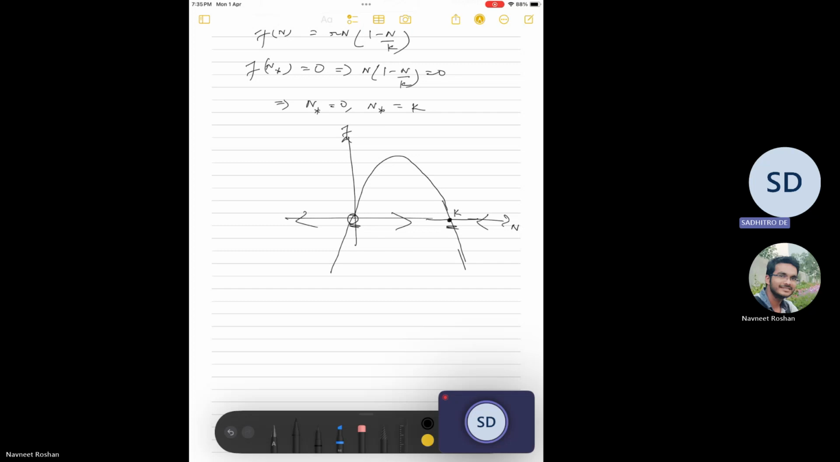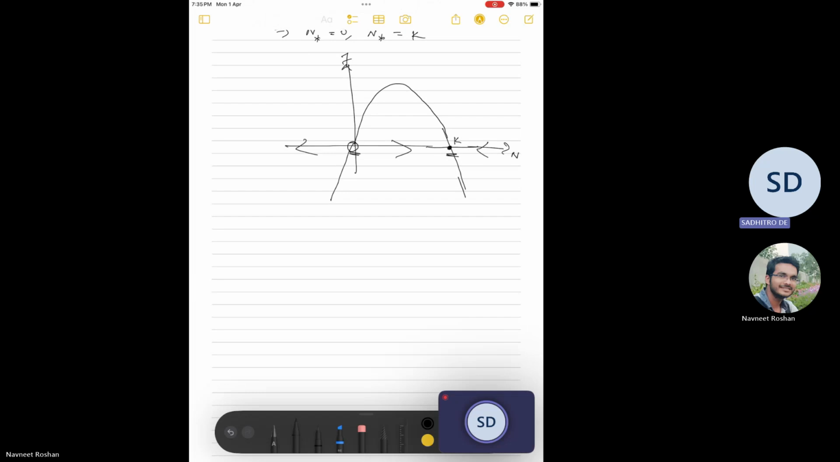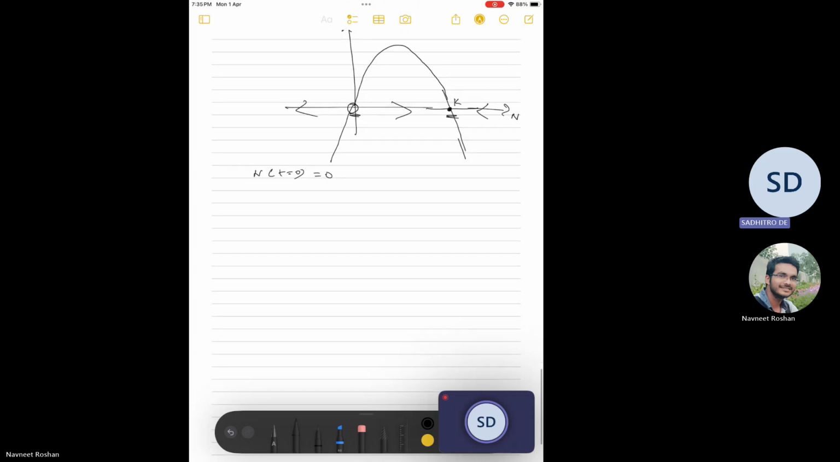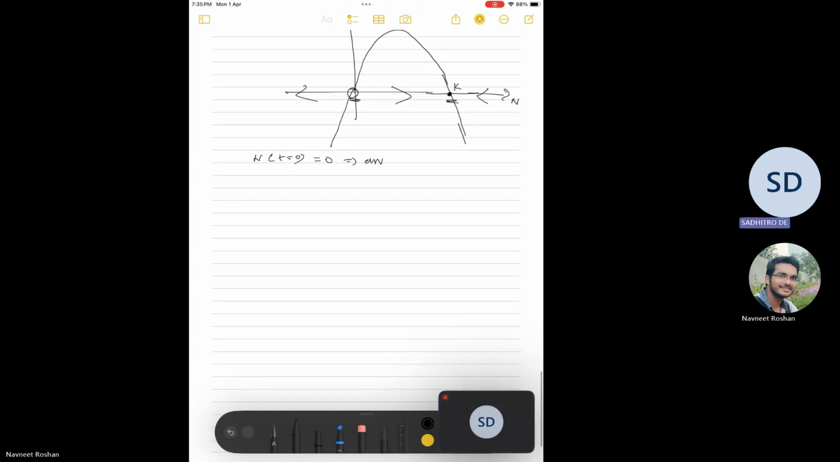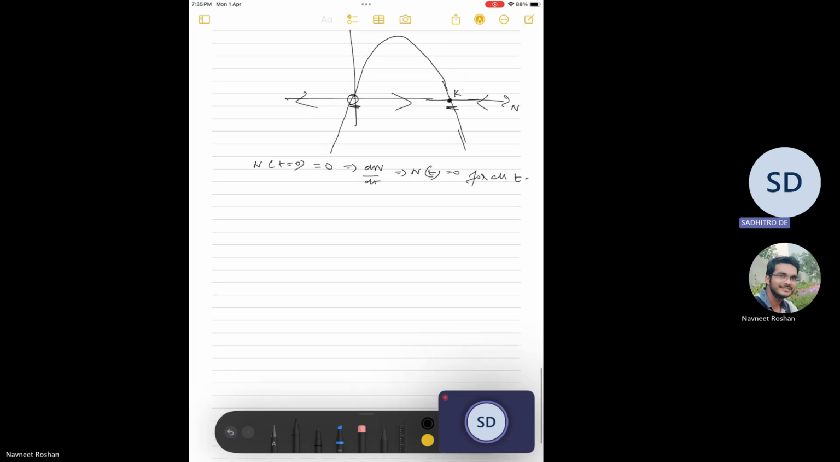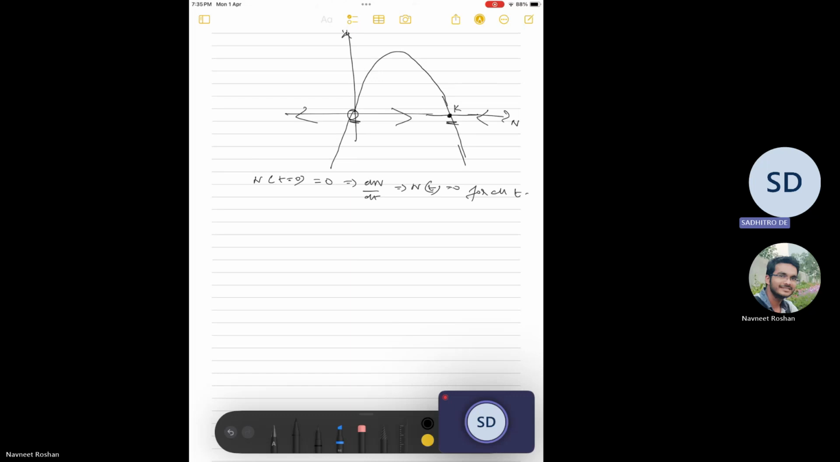Now, what do we mean by fixed points over here? Basically, it means that if the number of individuals at time t equal to 0 were 0, then dN/dt will be 0 forever, which will imply that N at t will be 0 for all t. This makes sense, right? Because if there are no individuals at t equal to 0, the population will never grow. It can't grow out of thin air. Now, if N is slightly greater than 0, then what happens is that there is exponential growth. N grows very fast until it reaches this point over here, which is equal to K/2.